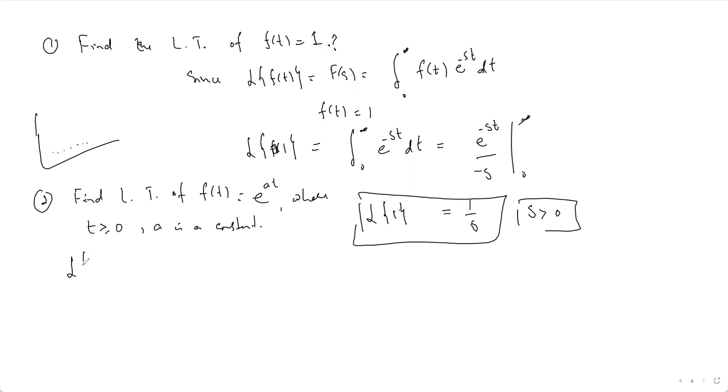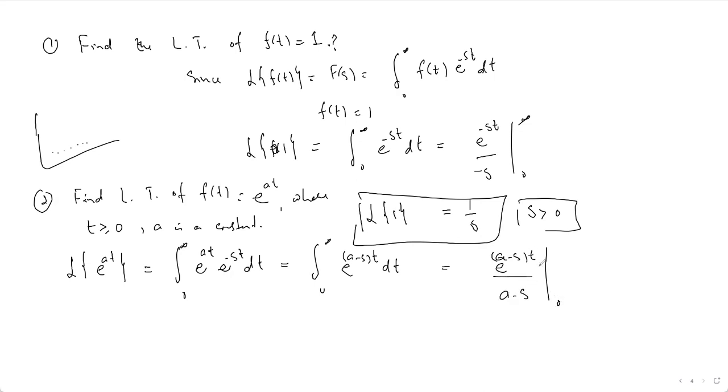Now again, the Laplace transform of e raised to power at will be equal to the integral from 0 to infinity of e raised to power at times e raised to power minus st into dt. So it is the integral from 0 to infinity of e raised to power a minus s into t into dt. Now we have to integrate with respect to t. So this is e raised to power a minus s into t divided by a minus s, from the limits 0 to infinity. Again, for e raised to power minus s minus a.